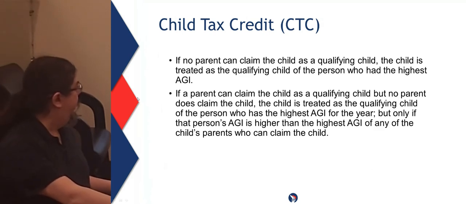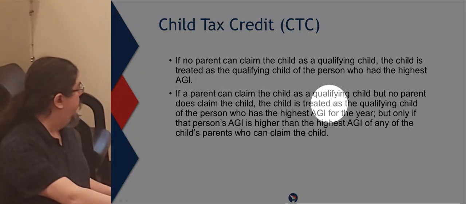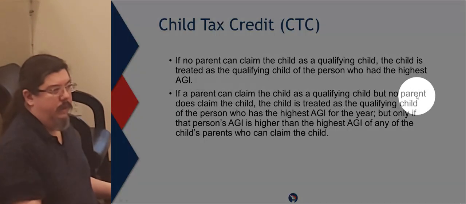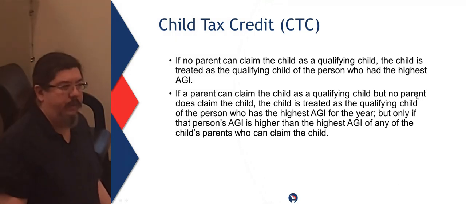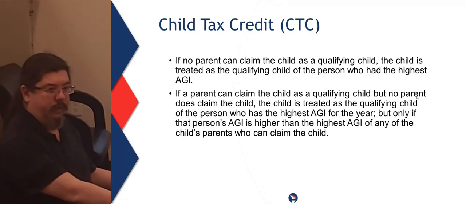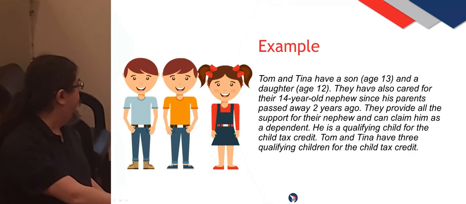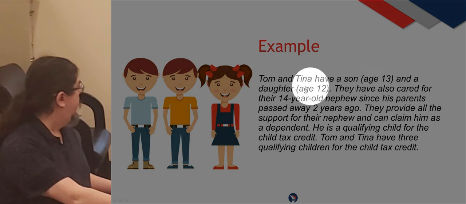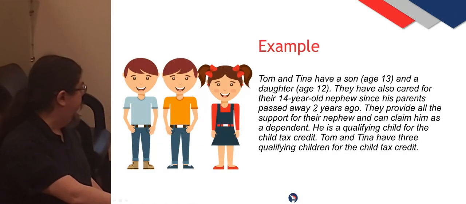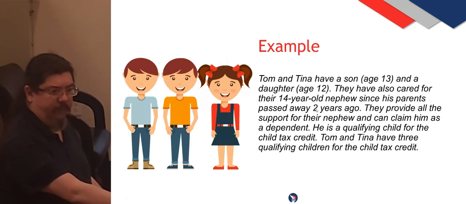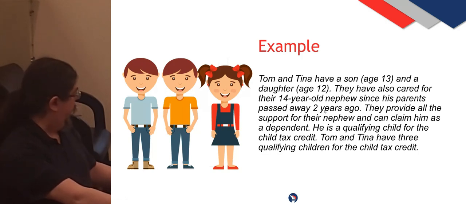This also applies if a parent could claim a child, but decides not to. Then someone else can claim that child, but only if their adjusted gross income is higher than the parent's adjusted gross income. So here's an example. Tom and Tina, they have a 13-year-old son, a 12-year-old daughter, and a 14-year-old nephew. The nephew lived with them all year because his parents passed away, and they provide all the support for all three children. So they're all qualifying children for the child tax credit.